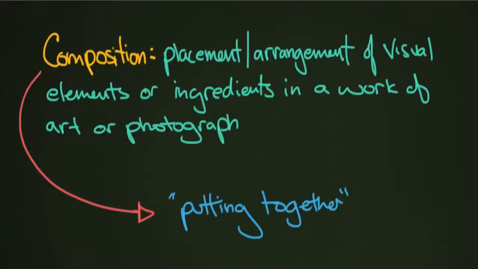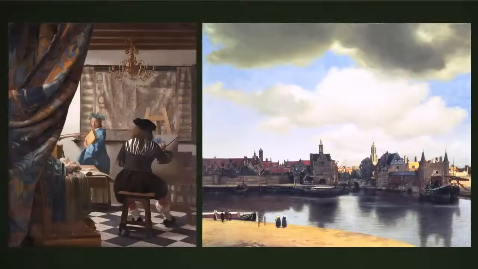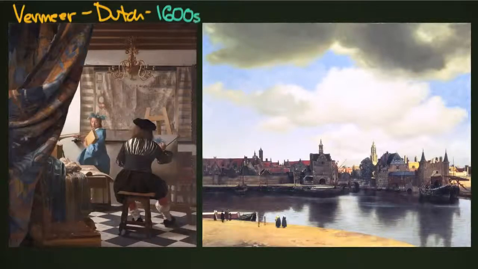Now let's take a look at one of the fathers of modern composition in the Western tradition, at least, not necessarily everywhere in the world. This guy's name is Vermeer. Vermeer was a very famous Dutch painter, and he lived in the 1600s, in the 17th century. Vermeer was really famous for his compositions.